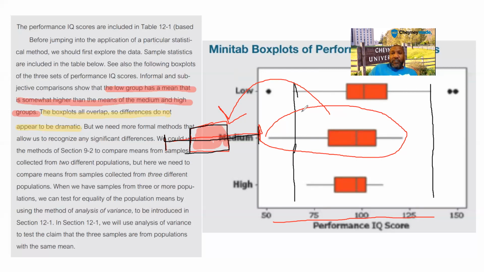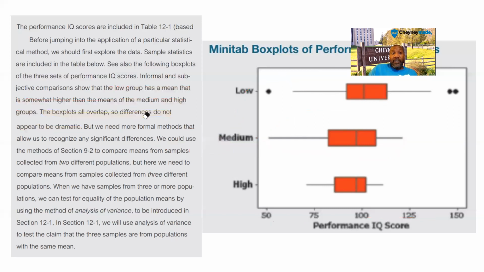But due to the fact that there's so much overlap between these, the researcher and the observer would just be like, yeah, it doesn't look anything significant. All these look the same. There's probably no difference between them. That's what we're saying. The differences do not appear to be dramatic, but we need more formal methods to recognize if there's any significant difference. Because again, these assumptions are good techniques, but they don't always tell you the truth.